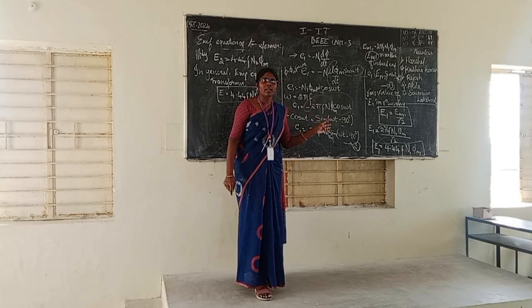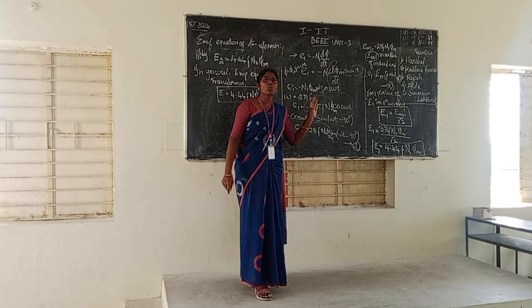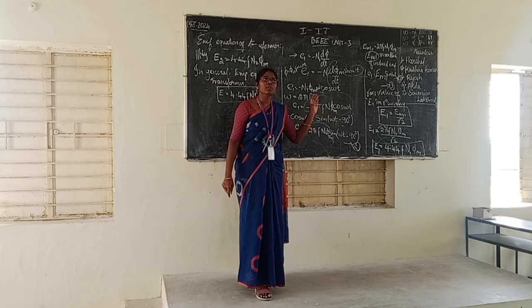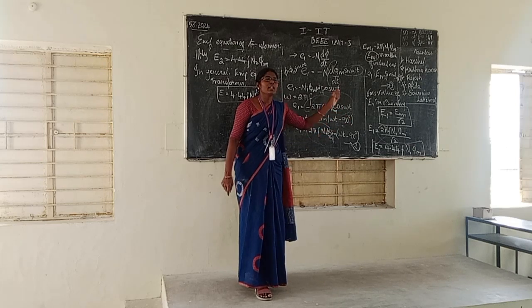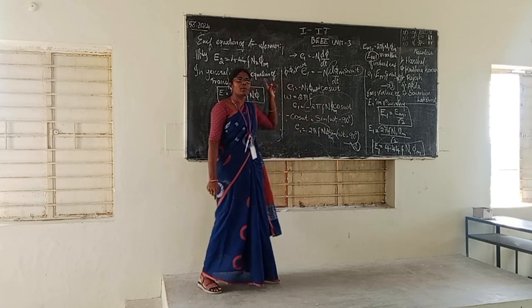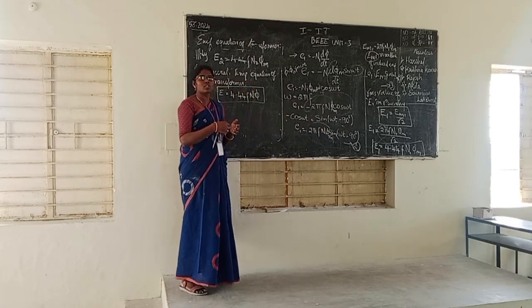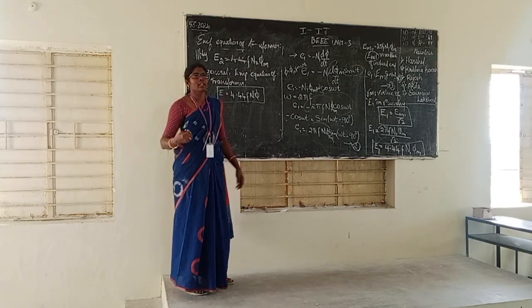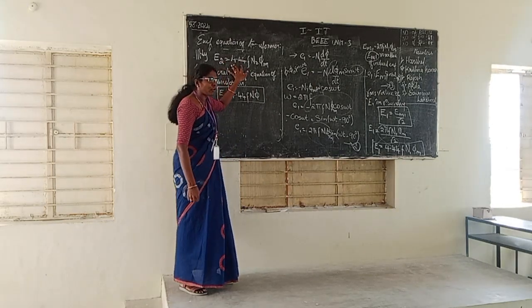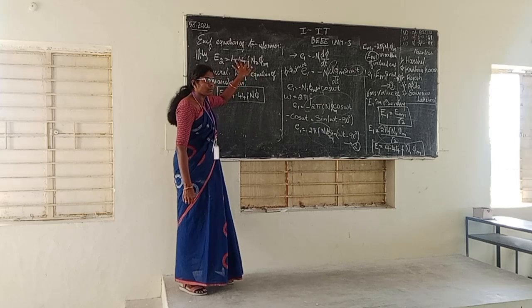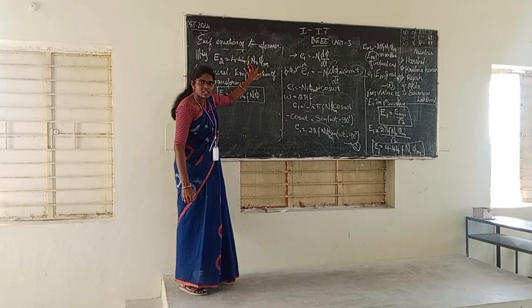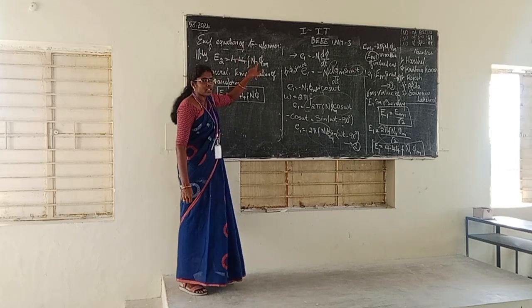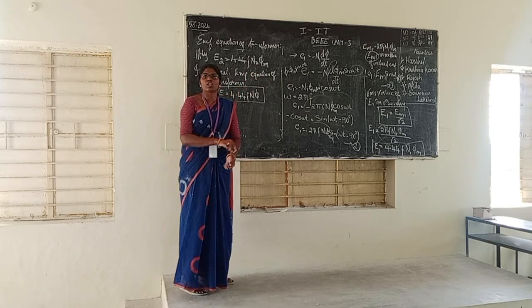So since it is the primary winding, we have taken E1 = 4.44 × f × N1 × φm. Similarly, for the secondary winding, how will it be? The induced EMF, or we can say the EMF equation of the secondary winding side, is E2 = 4.44 × f × φm × N2. The frequency remains the same, the maximum flux remains the same. What changes? The number of turns, N2.